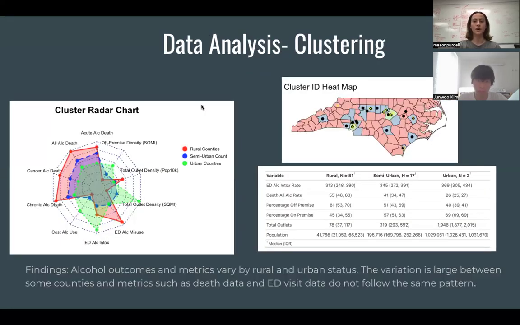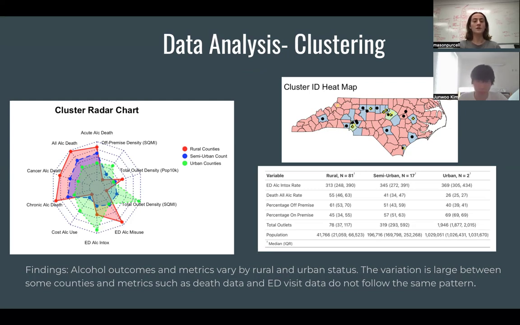As you can see in the top right, our rural counties are in red, our semi-urban counties are in blue, and then our urban counties are in green. We also have major cities in the form of black dots and universities marked in yellow stars. This helps us get a sense of the atmosphere in each county. Our radar chart displays the measures of different metrics that we chose to include for each county.